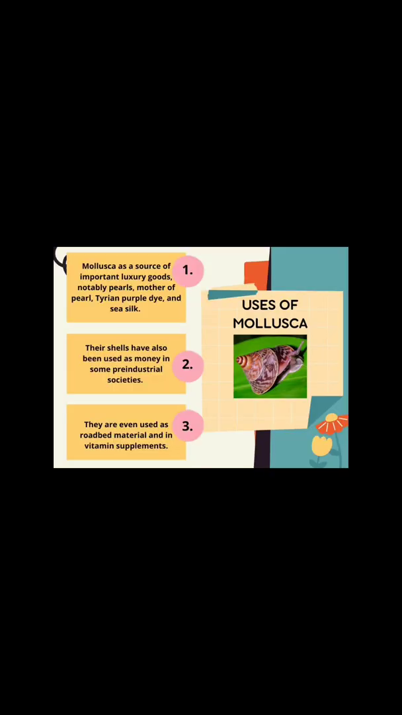And for the last is use of Mollusca. First, mollusks are a source of important luxury goods, notably pearls, mother of pearl, giant purple dye, and sea silk. Second, their shells have also been used as money in some pre-industrial societies. And the last, they are even used as root bed material and in vitamin supplements.